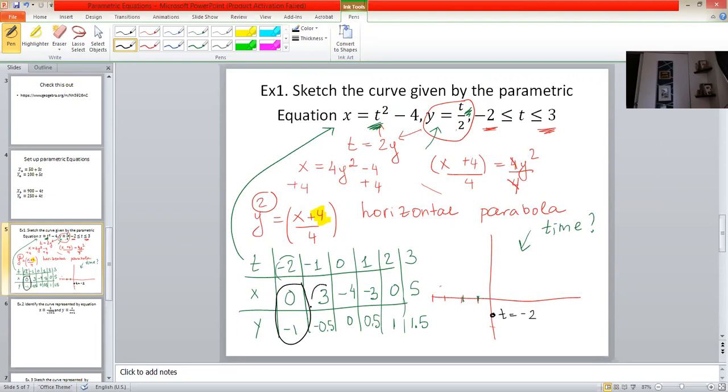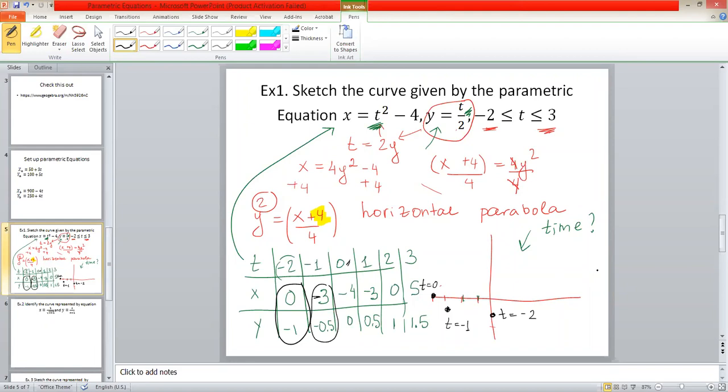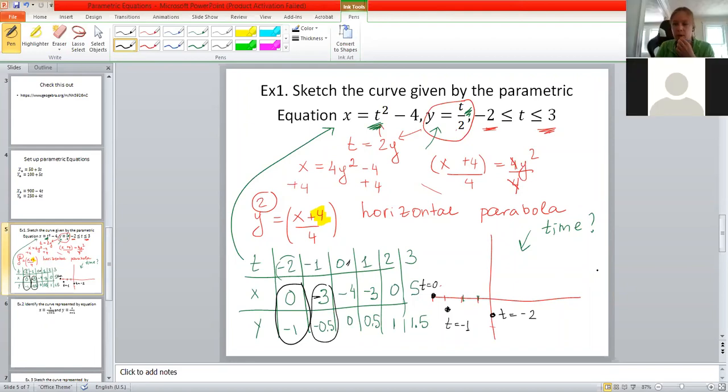The next point is 3, -0.5. Wait, is it 3? -3. I made a mistake. -3, -0.5. Another point over here. That's at t equals -1. 0. All right, -4, 0. Happens at t equals 0. You guys following? Okay. Stop me if it's too fast. It's a bit different, I would say.